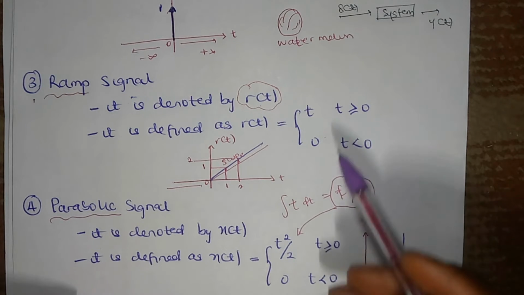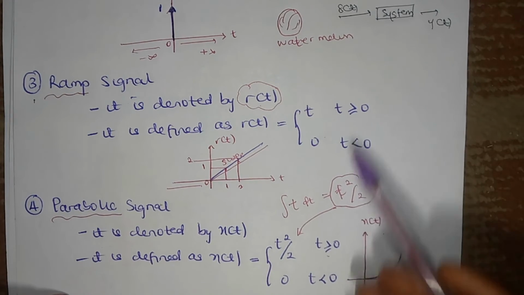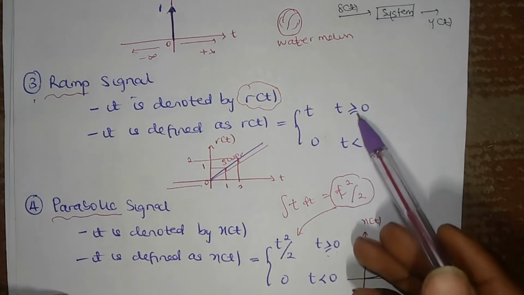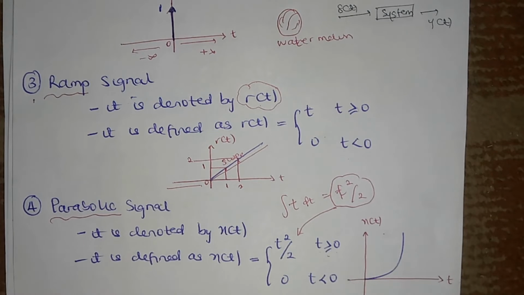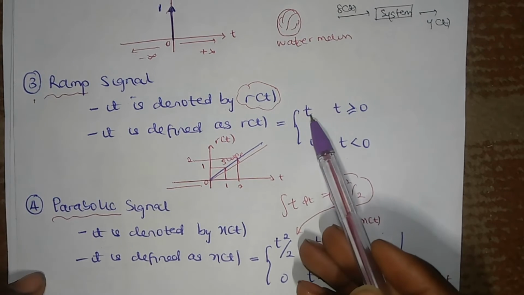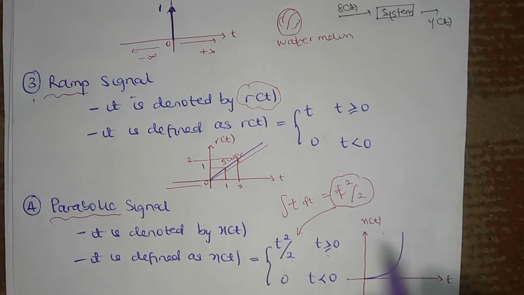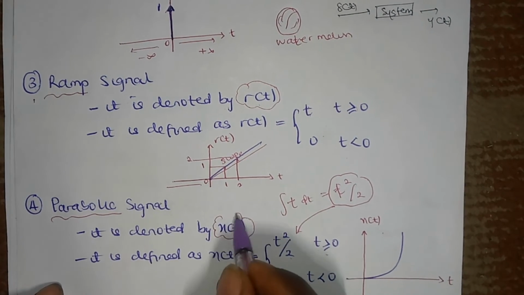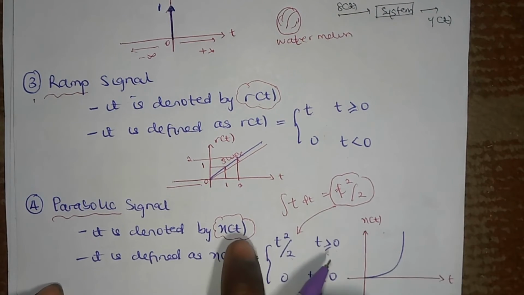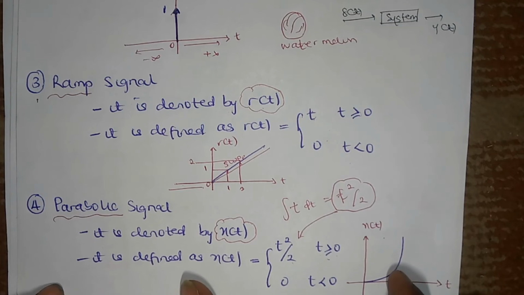You can see that from the ramp signal, the timing, t greater than or equal to 0, is the same for both cases. The only difference is that you integrate this function here and you get t squared over 2. And when you do that, we get a parabolic curve, right? That's another type of signal. It is denoted as x of t and defined by this.